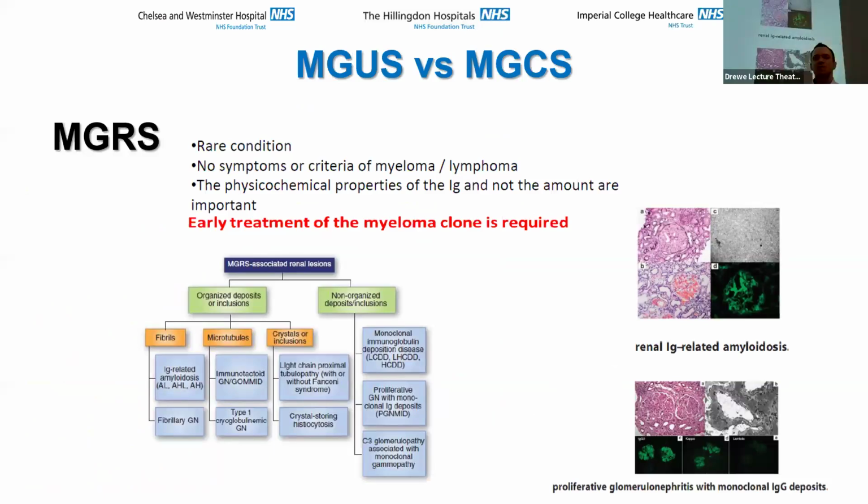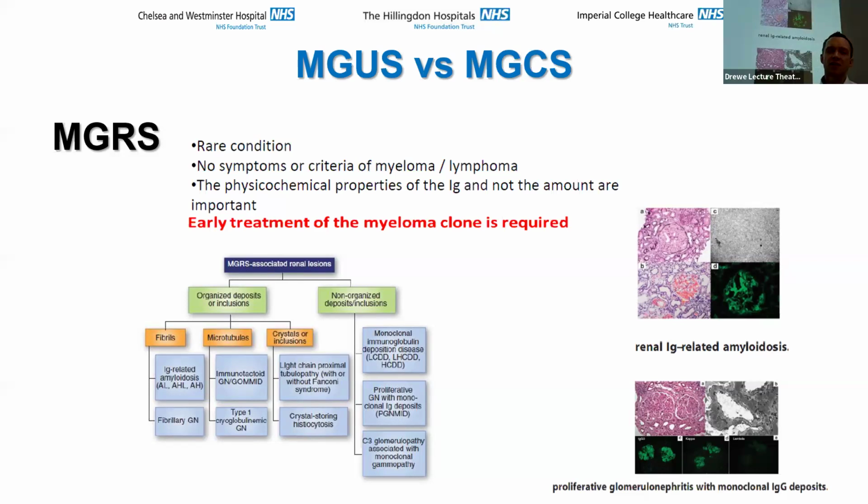So although we have our MGUSs, and they tend to be our small paraproteins, there is also a group of other conditions which are monoclonal gammopathies of clinical significance rather than unknown significance. Now, these are pretty rare. They tend to be relatively small paraproteins.